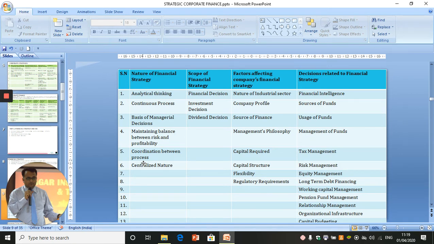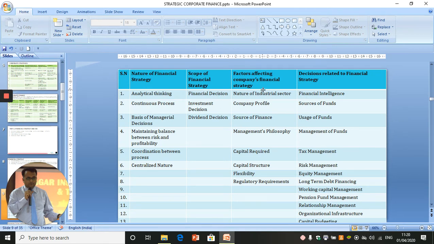Now, the scope of financial strategy again consists of financing decisions, investment decisions, and dividend decisions. From where are you going to get the finances? Where are you going to invest the finances? And how much are you going to distribute among shareholders as dividend? That is the scope of the financial strategy.